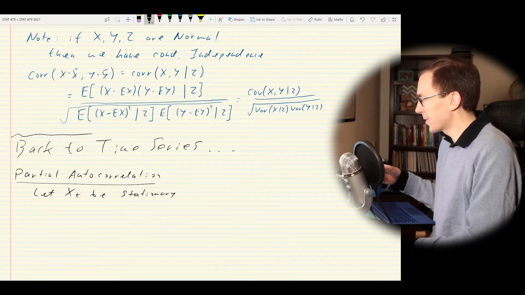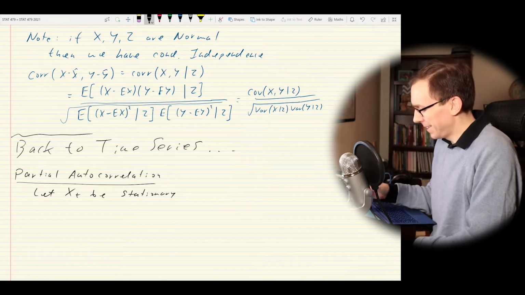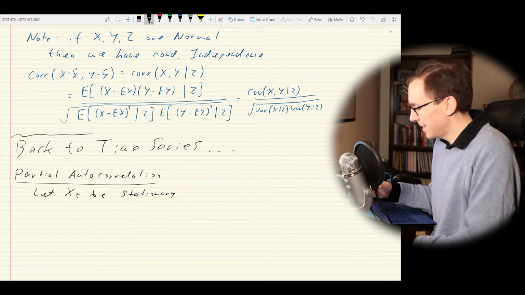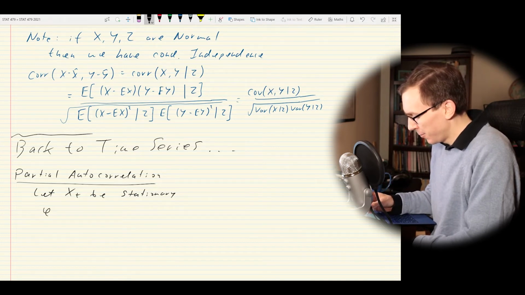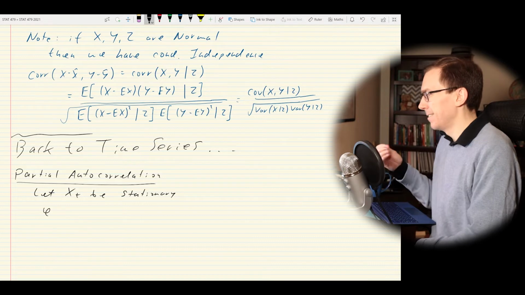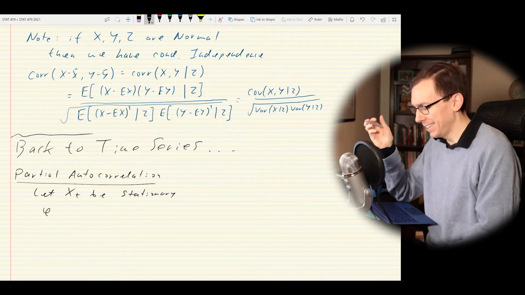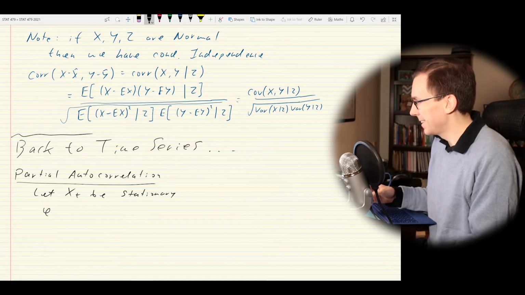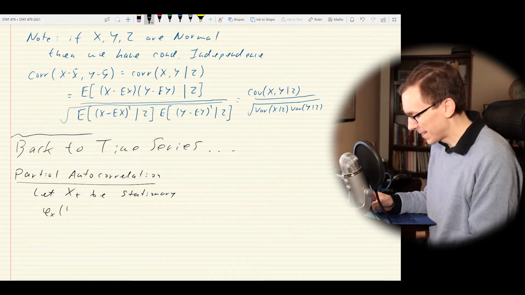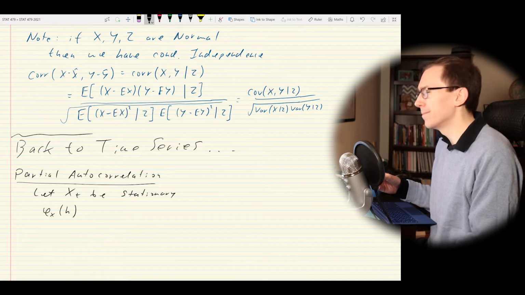Otherwise, we're going to get ourselves into trouble. And then we have the partial autocorrelation, which we denote by this, I guess. What is it? It's \varphi in LaTeX. So it's just phi, but it's like script phi here. So I think that's right.